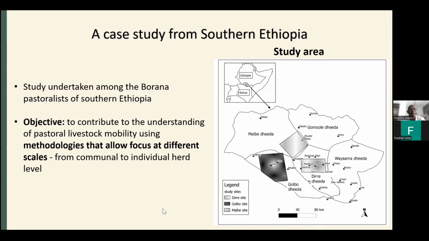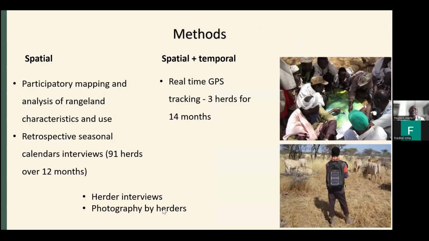I will present a short case study of something that we have undertaken in southern Ethiopia, within the Boran pastoral system. Here we wanted to see how we can contribute to a better understanding of mobility using methodologies that can give us more details at different scales, looking at even individual herds, how they move, and linking it to communal practice. In this study, we have used various methods to get this data.